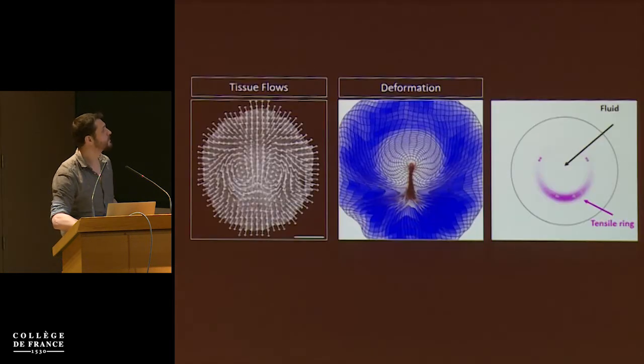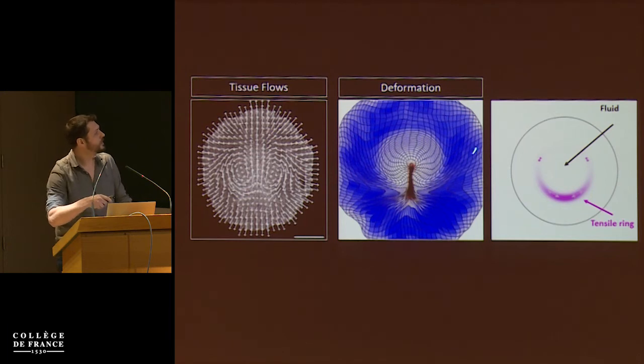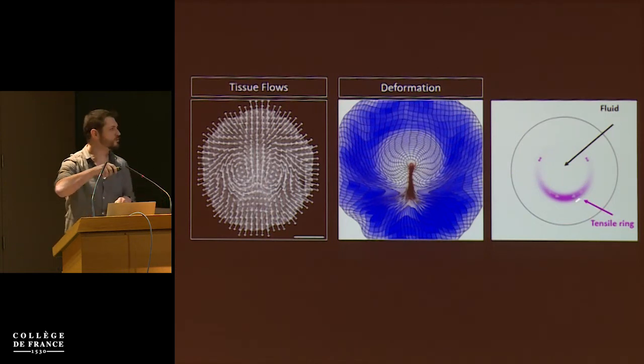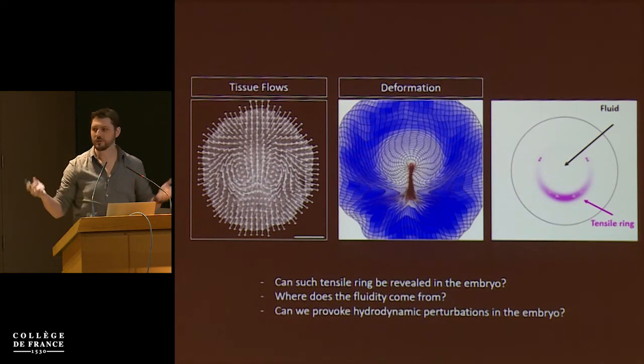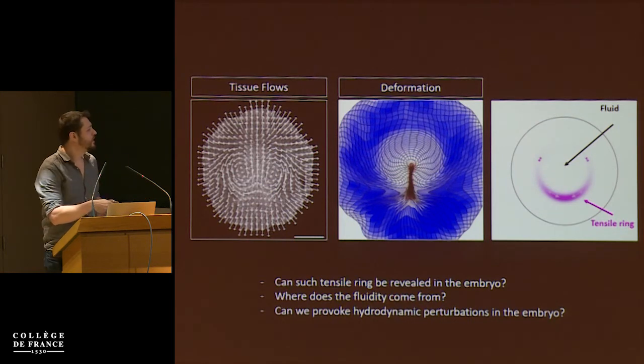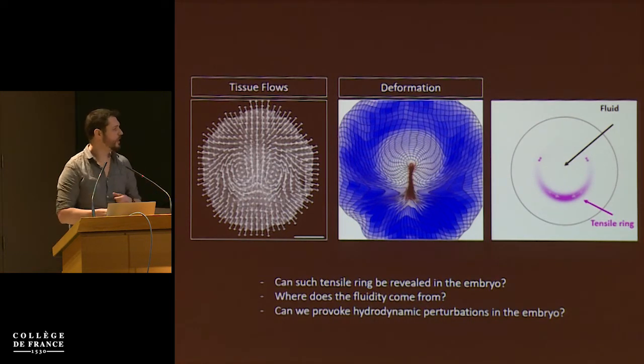So being quantitative, this is just modeling, which explains that, maybe, because it's only assumptions, the deformation and flows are driven by a tensile margin contracting gradually more in the posterior and less in the anterior in a fluid. So is it the case? We can check that. Is there such a tensile ring? Can it be revealed in the embryo? And where does the fluidity come from? And also, can we provoke a hydrodynamic perturbation if the embryo is to be considered as a fluid?